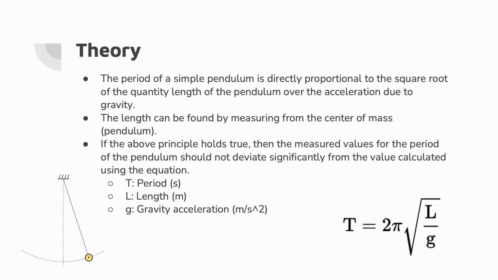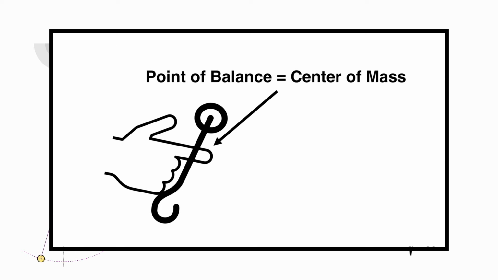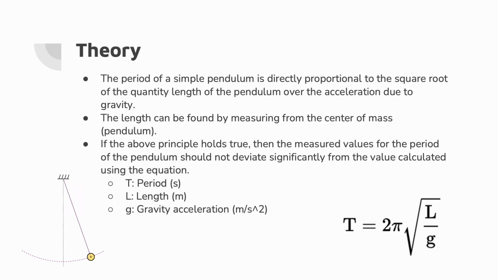Overall, some of the theories that we looked at and referred back to during this experiment included that the period of a simple pendulum is directly proportional to the square root of the quantity length of the pendulum over the acceleration due to gravity. This length can be found by measuring from the center of the mass. This can be found on the pendulum by balancing it using your 2 fingers. Once the pendulum balances and is not falling, you are able to then measure from that point and find the length.